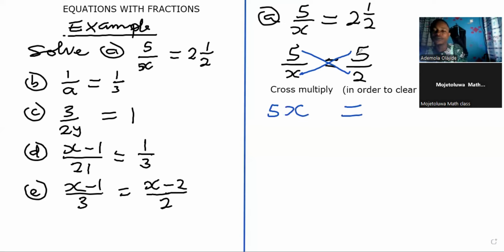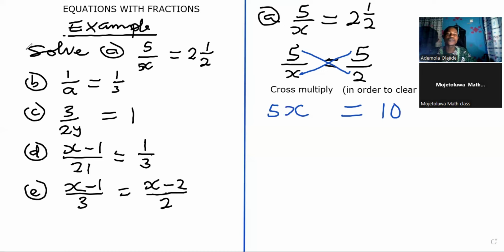5 times 2 is 10. That is 10. Any problem with that? No. Okay. Now, if you now have 5x equals to 10, tell me what statement do we make?